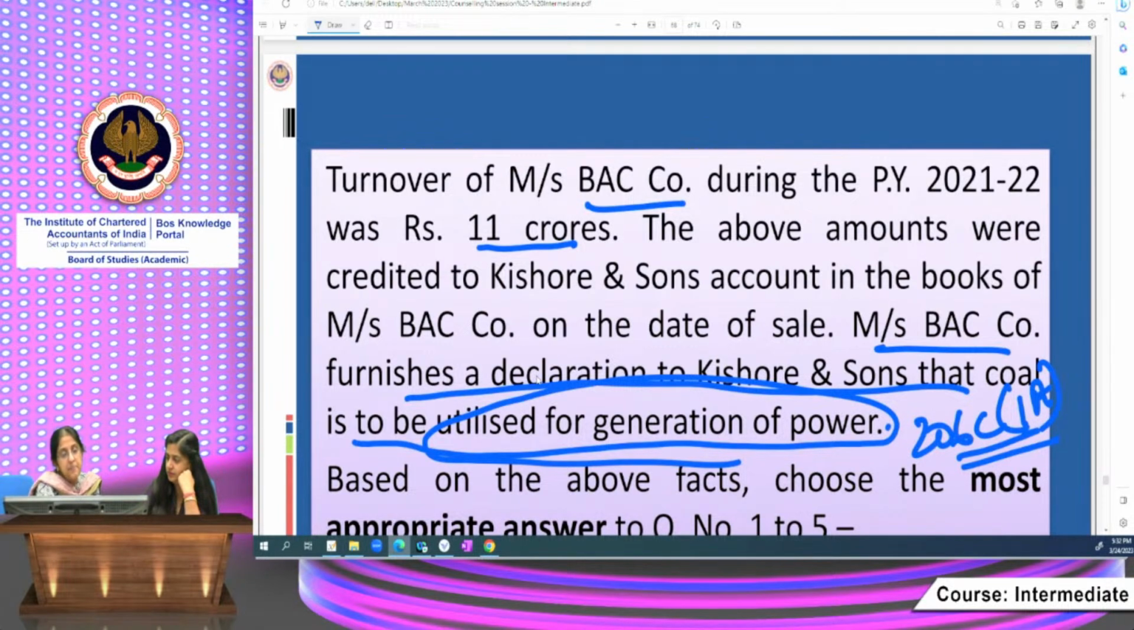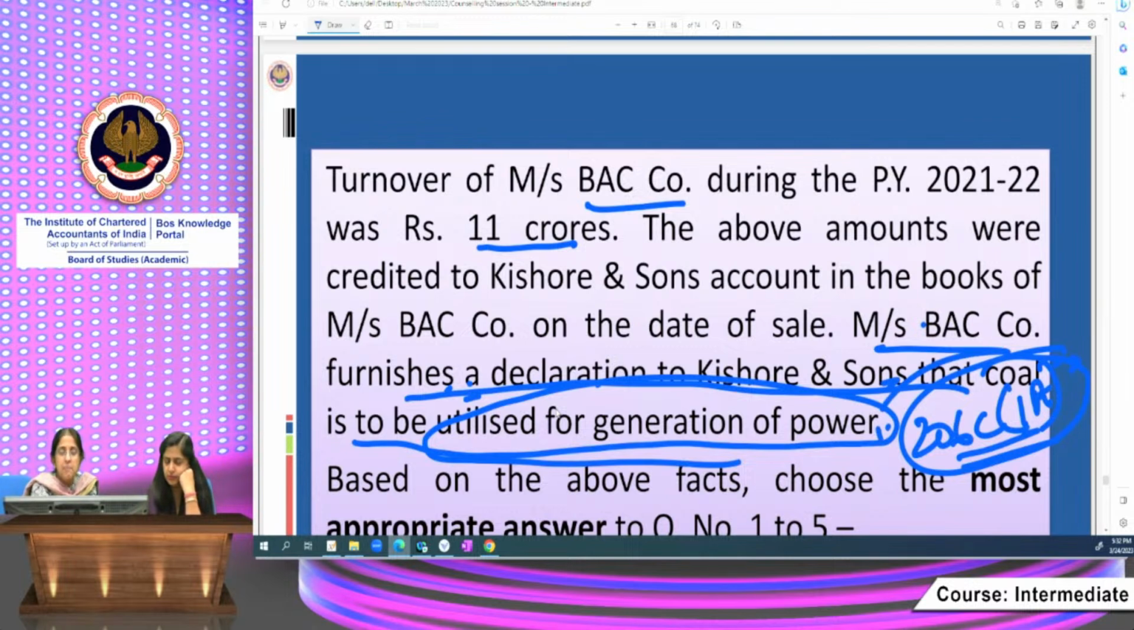BAC Company, the buyer, furnishes a declaration to Kishore and Sons that the coal is to be utilized for generation of power. So under 206C 1A, it is exempted. Otherwise, 206C 1 tax would have been attracted. If the declaration had not been furnished, TCS under 206C 1 would have been attracted. Now, because BAC has furnished a declaration that coal is to be utilized for generation of power, Kishore and Sons need not collect tax by virtue of 206C 1A.